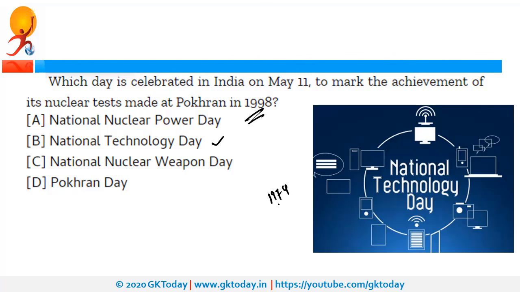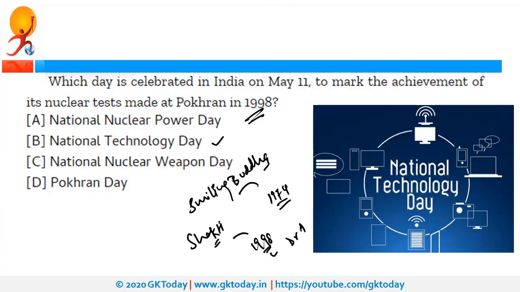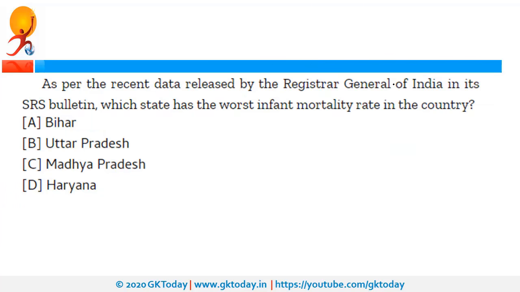So in 1974, India conducted its first nuclear test, and it was codenamed Smiling Buddha. And in 1998, we conducted another test, and it was codenamed Shakti. And our former president, Dr. APJ Abdul Kalam, led this nuclear mission. So 11th of May is National Technology Day, while 28th of February is Science Day in our country.